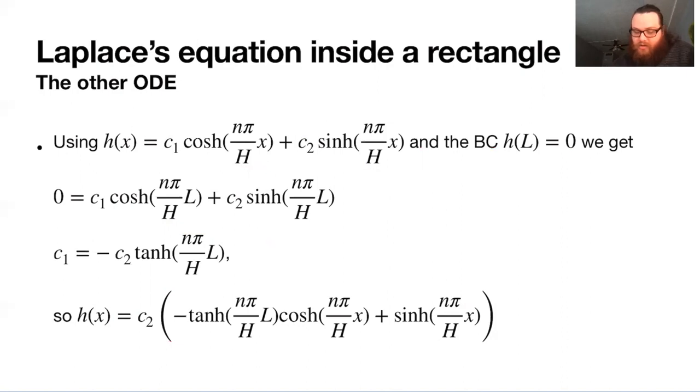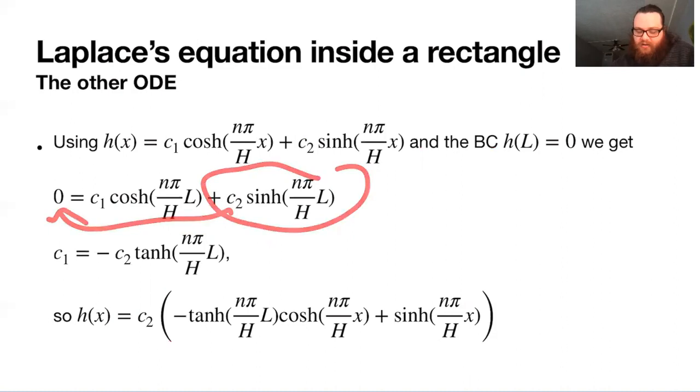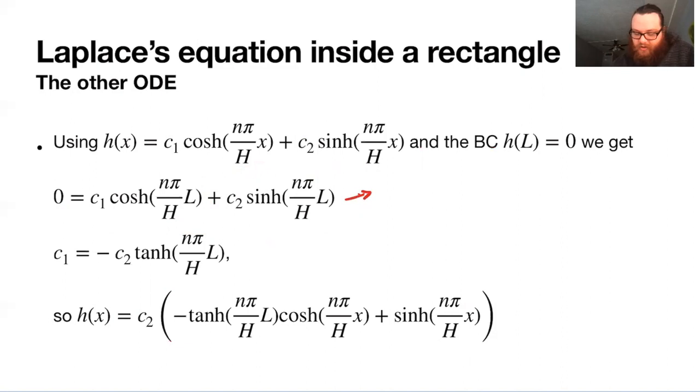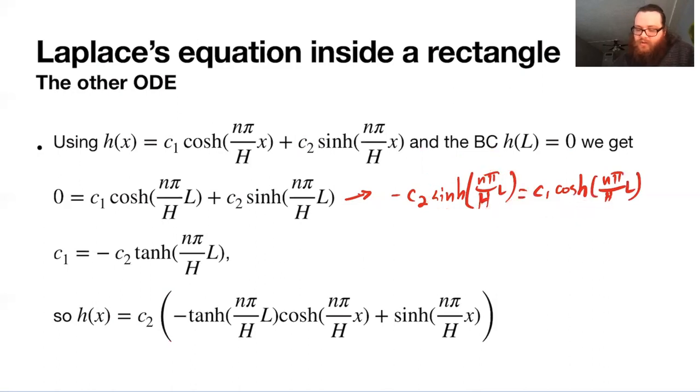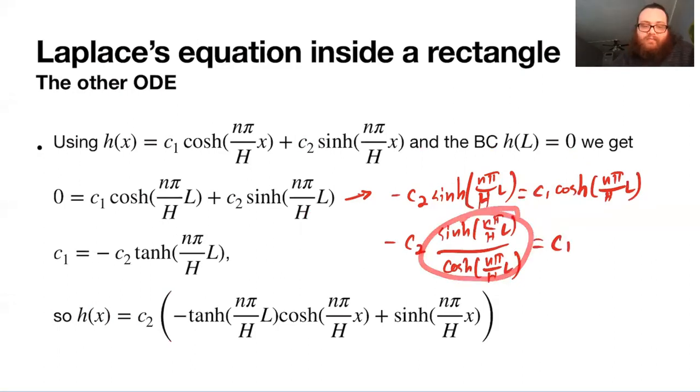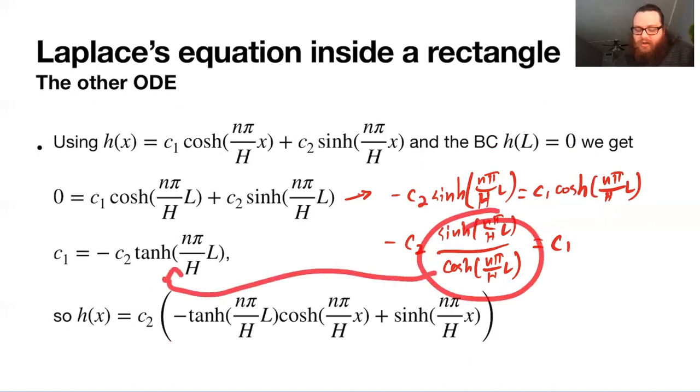And so then what we can do here is bring this term to the other side. So this becomes minus C2 sinh of n pi over H L is equal to C1 cosh of n pi over H L. Divide by cosh, and we get minus C2 sinh of n pi over H L over cosh of n pi over H L is equal to C1. And because it's a ratio of hyperbolic sine and hyperbolic cosine, this thing right here is what we're calling tanh.